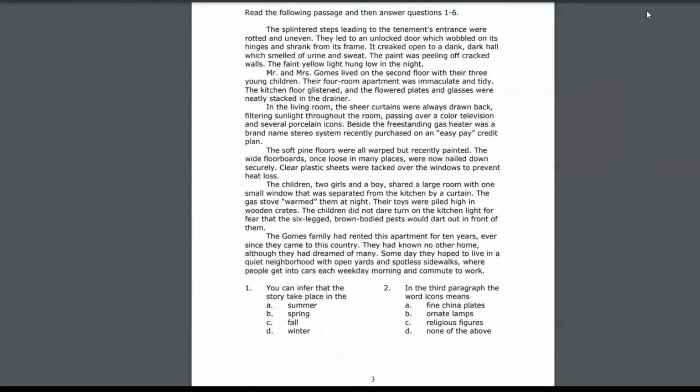All right, so let's take a look at our first question. It says you can infer that the story takes place in, and then for the options, they have summer, spring, fall, and winter. So first things first, anytime you make an inference, it is going to be a guess or an assumption that you make based on facts that are presented.